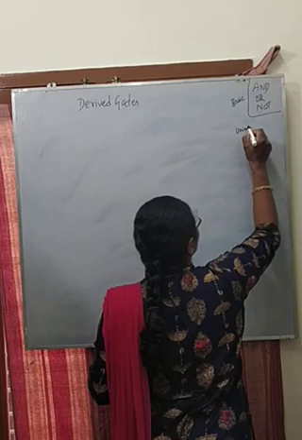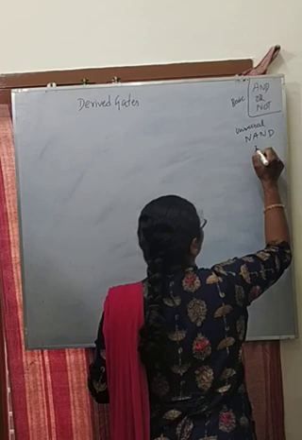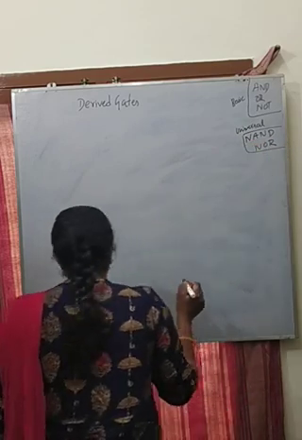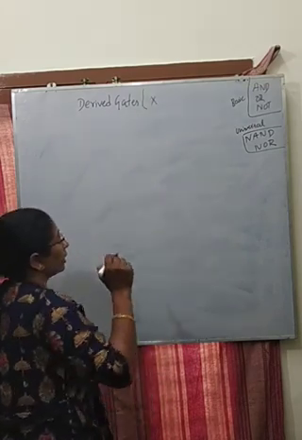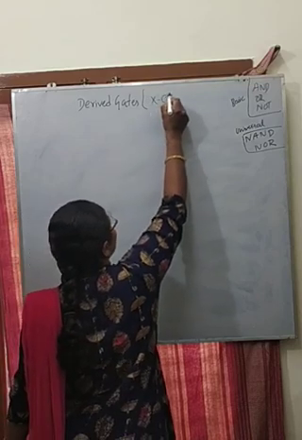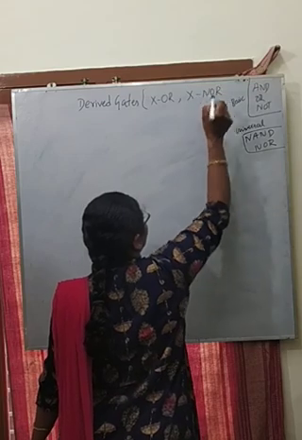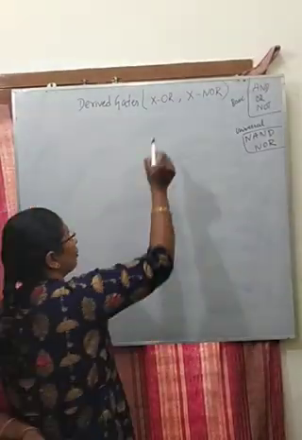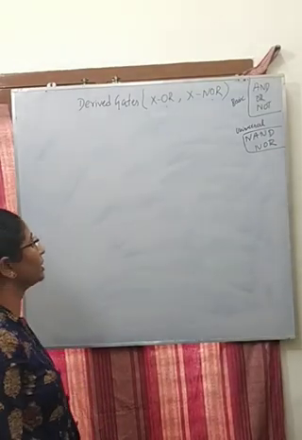What are the universal gates? NAND and NOR. These two are called universal gates. Then what are the derived gates? There are two derived gates, that is XOR gate and XNOR gate. These gates are derived from the OR gate.